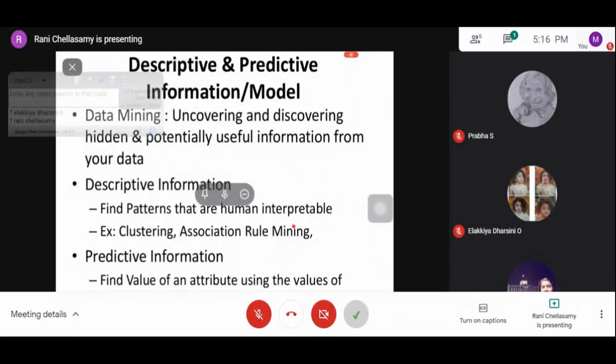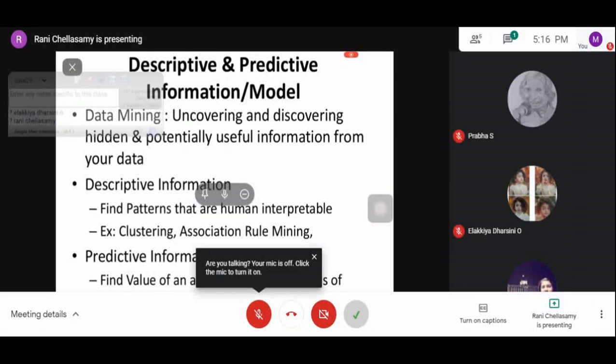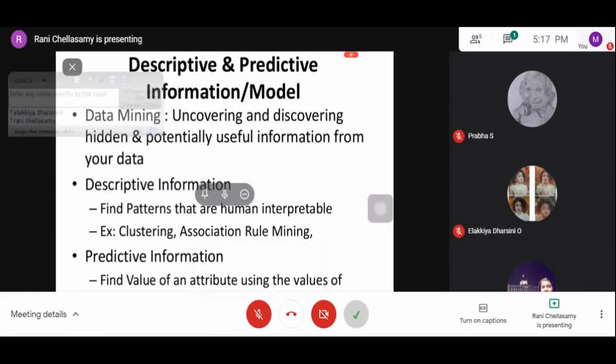Next, coming on to predictive information. In predictive information, we find the values of an attribute from the other values of the attribute. This is all about supervised machine learning algorithms. The predictive model is the task of classifying and predicting labeled outputs from the given input. The best examples for the predictive model are classification and regression. So descriptive is nothing but unsupervised, and the predictive model is about supervised learning algorithms.